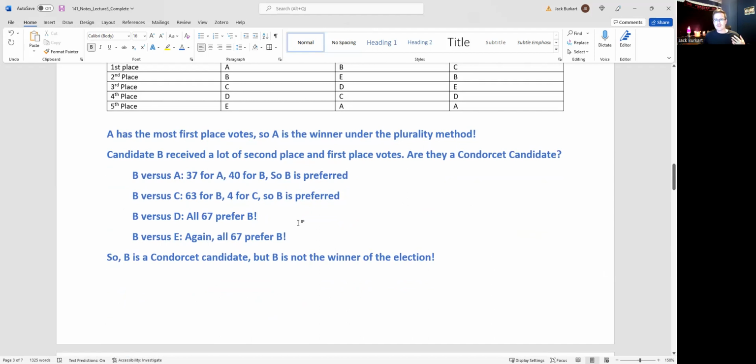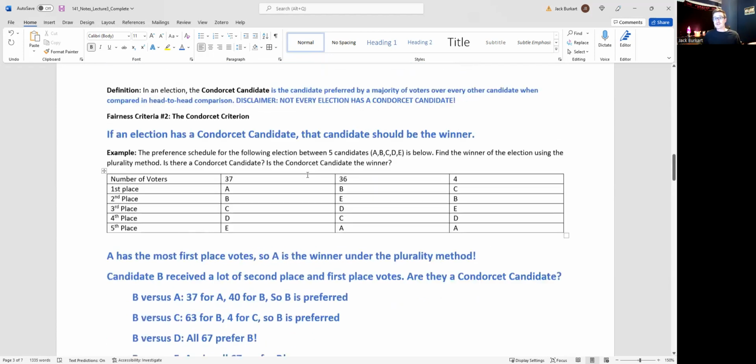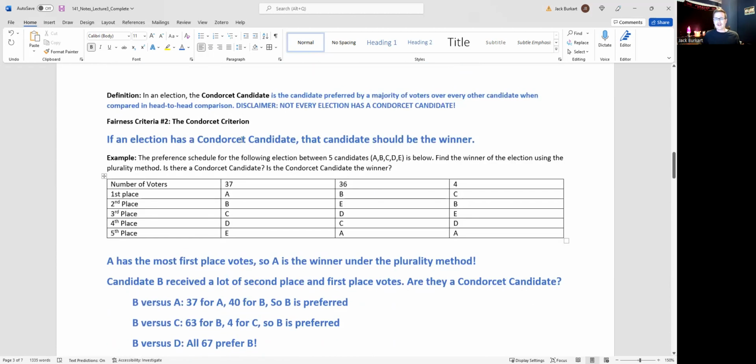This means, in particular, that the plurality method does not satisfy the Condorcet criterion. So I'll just write that down here. Therefore, the plurality method does not satisfy the Condorcet criterion. So in the sense of the Condorcet criterion, the plurality method is, again, unfair according to this one axiom.